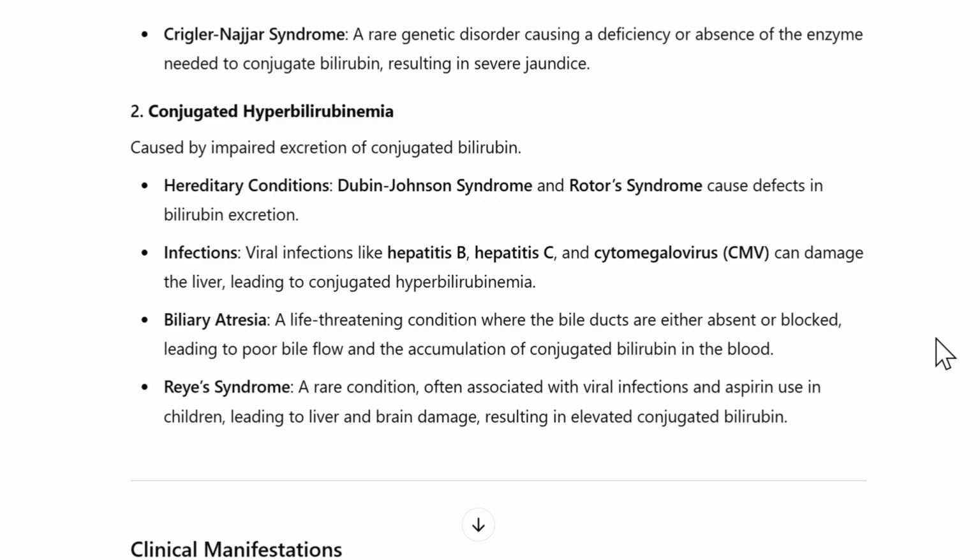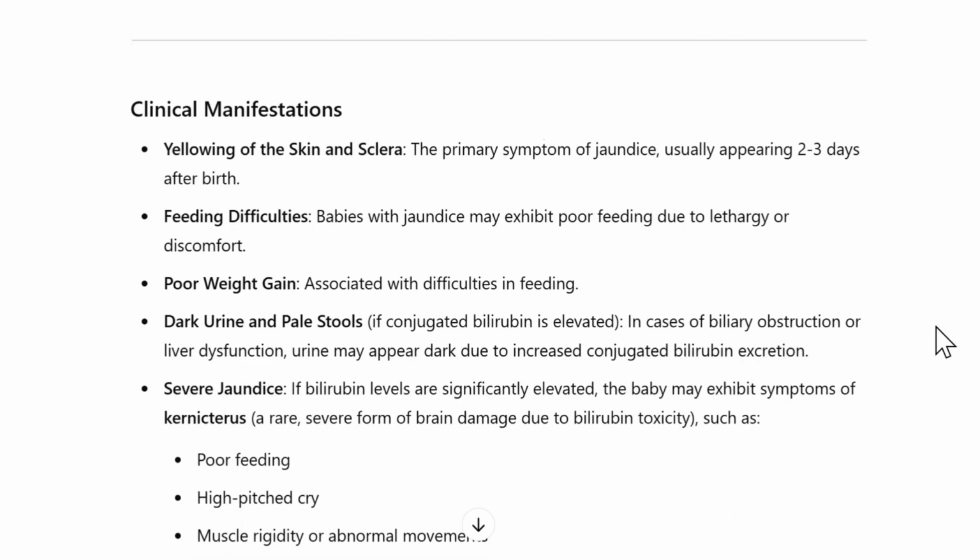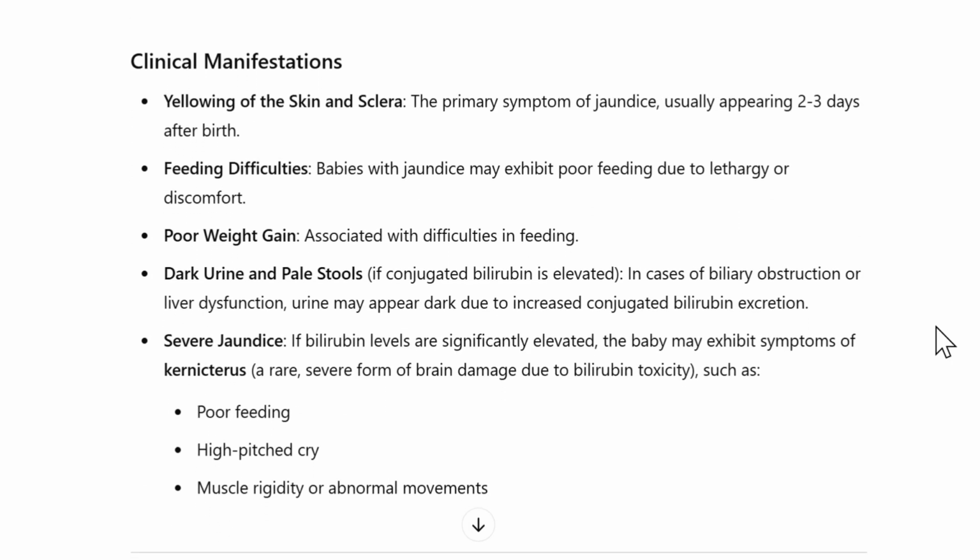Reye's syndrome, a rare condition, often associated with viral infections and aspirin use in children, leading to liver and brain damage, resulting in elevated conjugated bilirubin. Clinical manifestations. Yellowing of the skin and sclera, the primary symptom of jaundice, usually appearing 2 to 3 days after birth. Feeding difficulties. Babies with jaundice may exhibit poor feeding due to lethargy or discomfort.